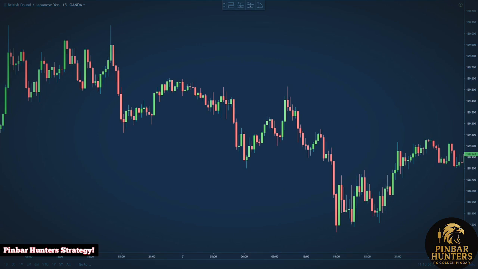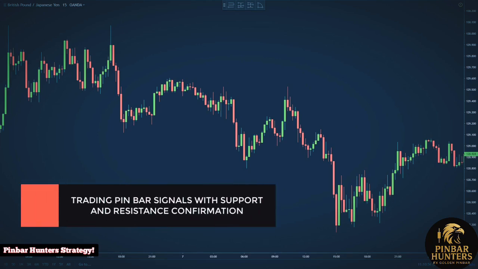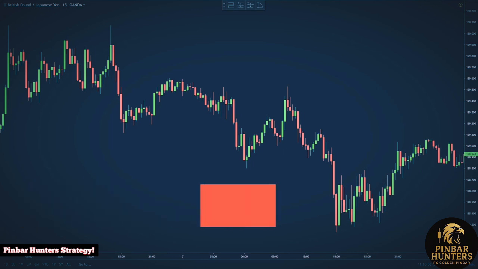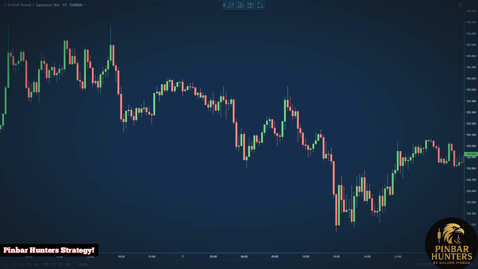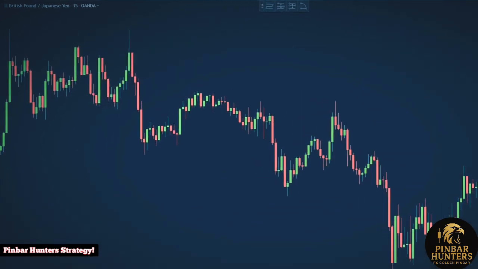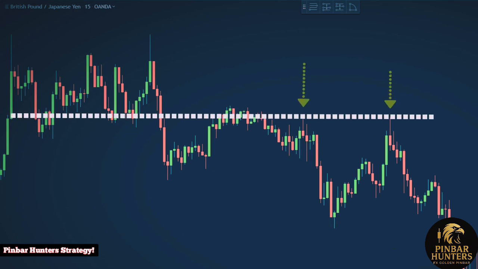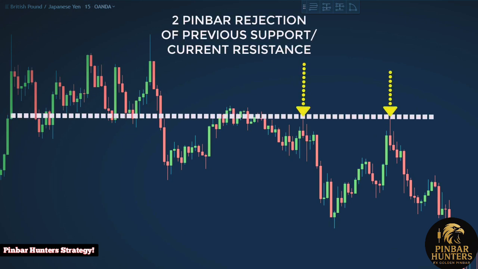Trading pin bar signals with support and resistance confirmation is perhaps one of the most effective ways to trade. When combined with a strong support or resistance level, pin bars can be one of the most accurate trading signals available. The best pin bar setups occur near confluent levels of previous price action, as the market moves in one direction and then regresses back to retest the previous support or resistance level. We can see in this chart two successive pin bars testing a previous support and resistance level, and then resuming downward momentum.